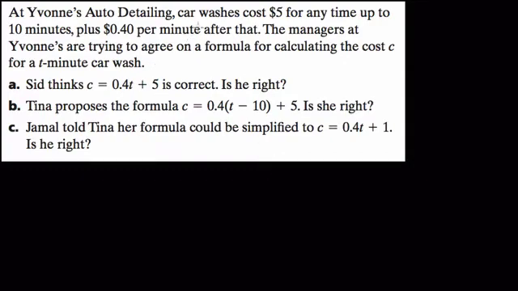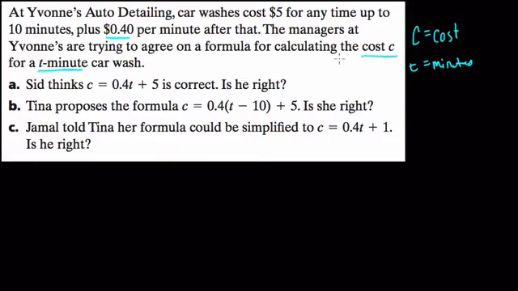With this problem, the car washes cost $5 for any time up to 10 minutes, and then after that, they tell us it's 40 cents per minute. So the managers are trying to agree on a formula for calculating the cost. When they say cost C, that means the variable C represents cost, and for a T-minute car wash, T is the variable for minutes. They give us some suggested formulas, and it's our job to evaluate them.